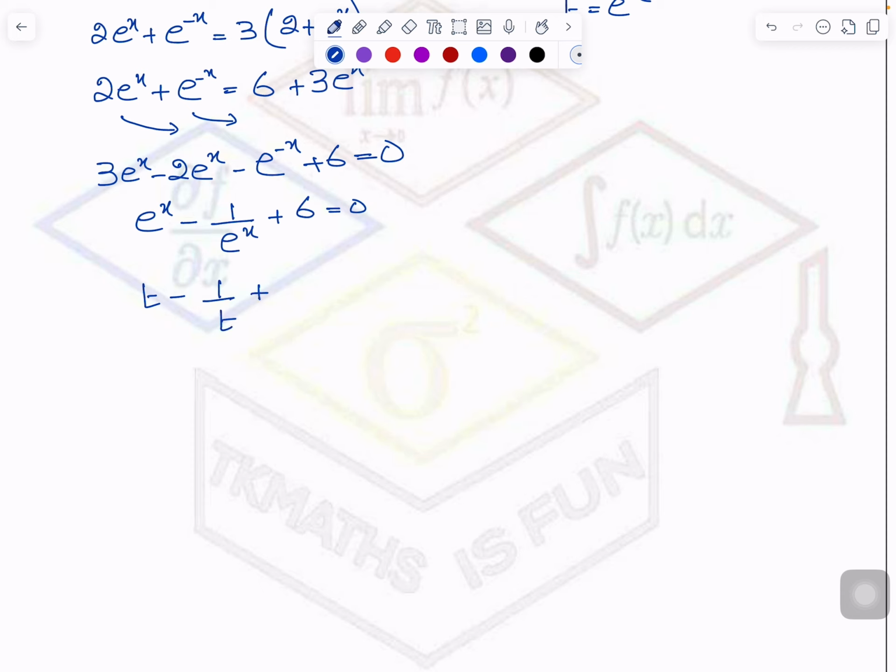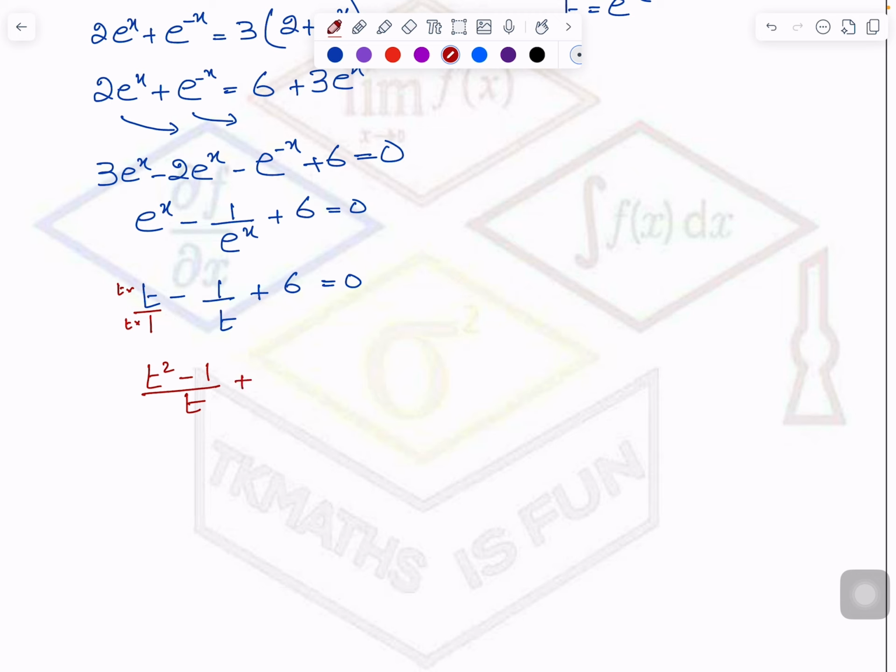By the way, you can keep e^x also and continue solving, but for most students it is not very convenient. That's why I take the substitution here. So now I will take the LCM. It will become t squared. I will multiply this by t and this by t.